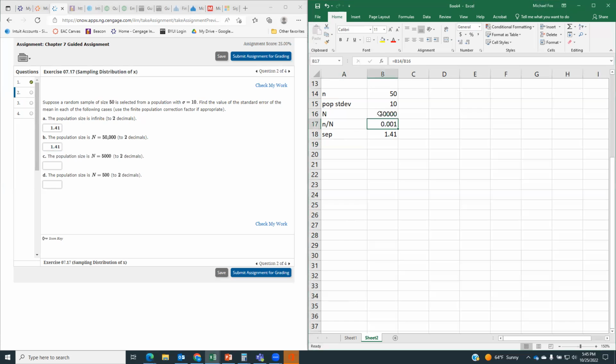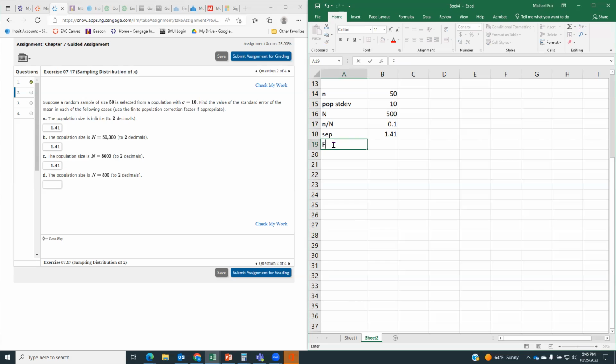If we change our big N now to 5,000, now we see little n divided by big N. So sample size divided by population size is 0.01 or 1%. So still no correction factor needed. The last one, we have a big N of 500. So there we can see that now our sample size divided by population size is 0.1, which is bigger than 0.05. So we're going to have a finite population correction factor.